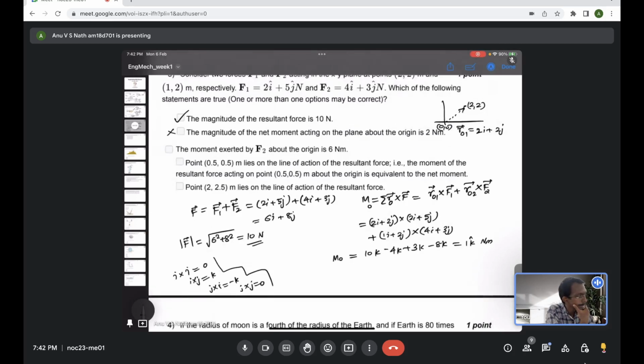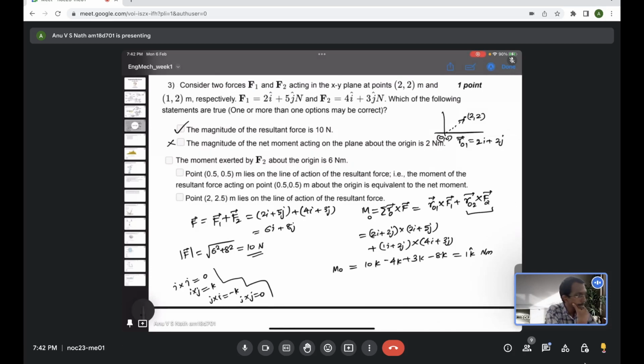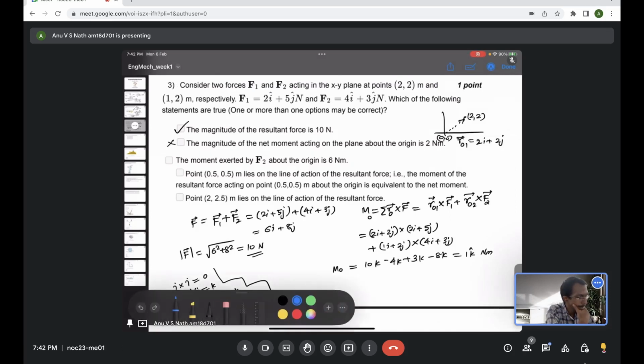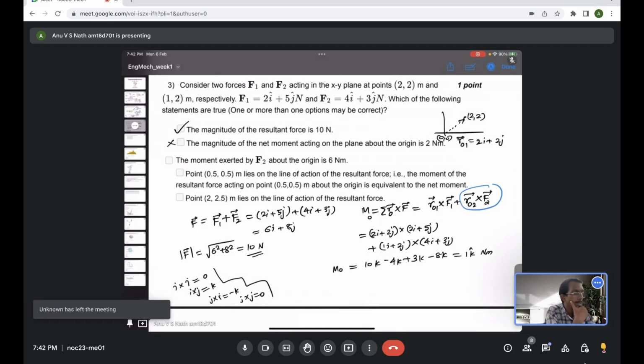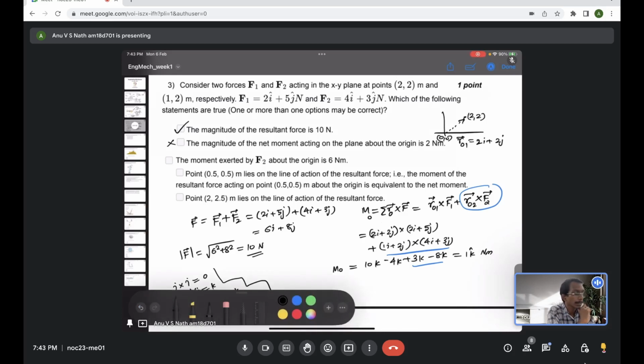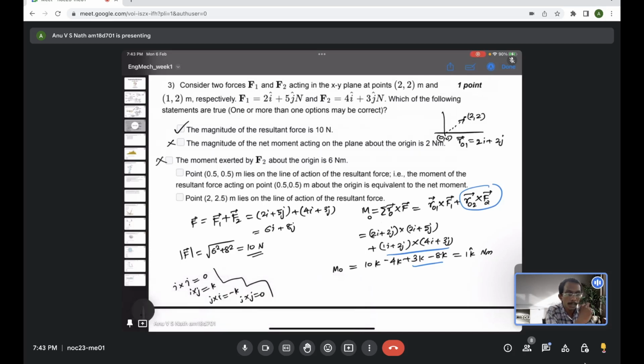So we need to evaluate this quantity, the moment of the force F2 about the origin, which is just this highlighted part. If you remember the previous evaluation, this is 3 minus 8k, which is just 5k in the negative sense, minus 5k, and what is given is 6 Newton meter. So that is also not correct. Is that clear?